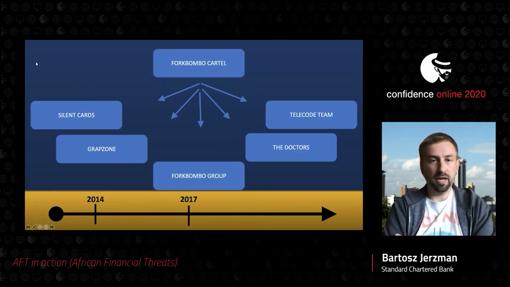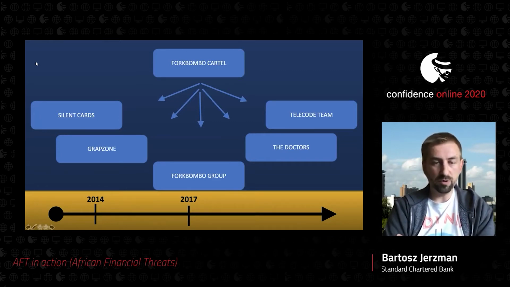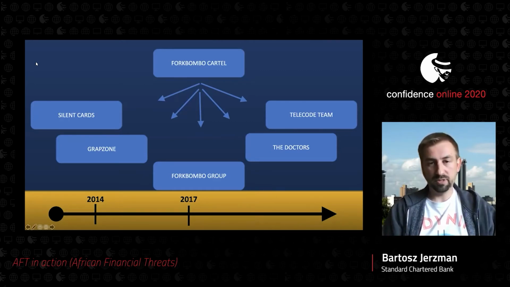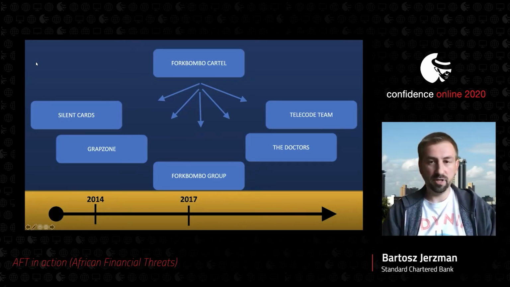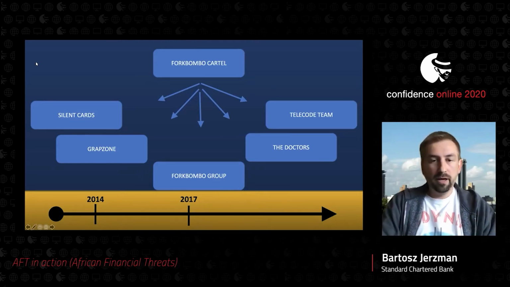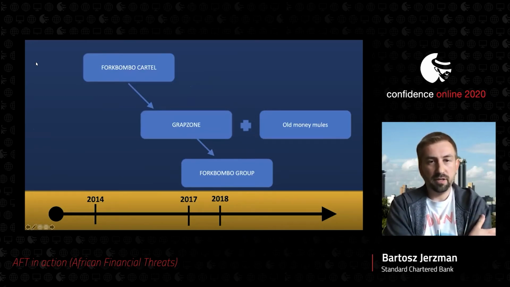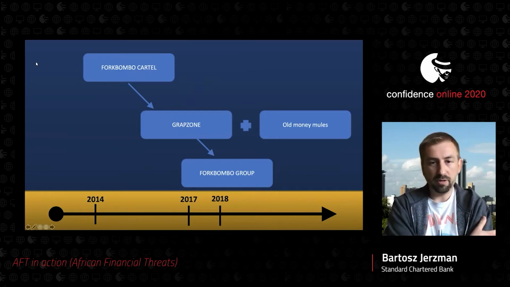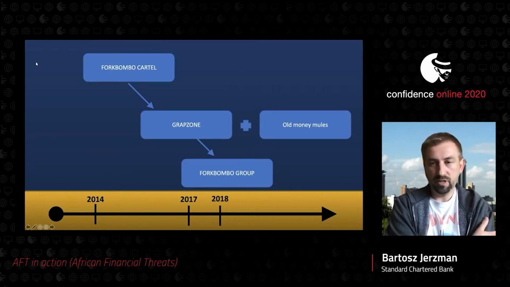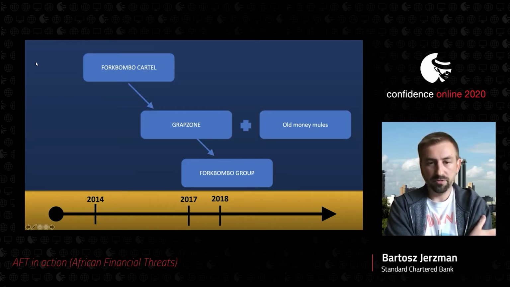Later on, in 2017, this group was partly arrested and divided into smaller groups. The cartel divided into a smaller Forkbombo group, but also other organizations like Silent Cards, Grab Zone, the Doctors, Telecode, and some of those groups cooperate with each other, and some of them fight each other. And later on, the Forkbombo cartel turned, for example, into the Grab Zone. And one year later, after the arrest of the majority of the Forkbombo cartel, they connected with the old money mules to form the Forkbombo group.